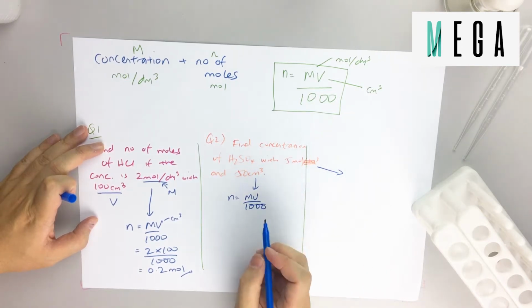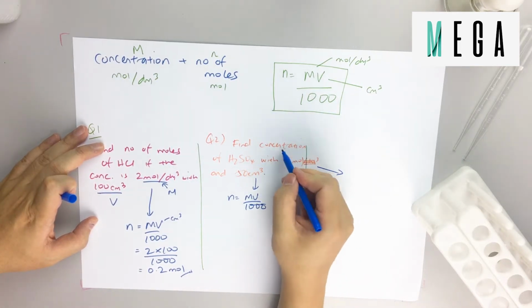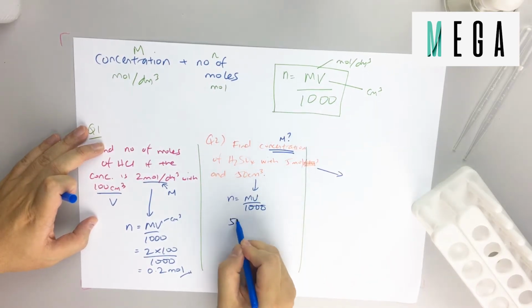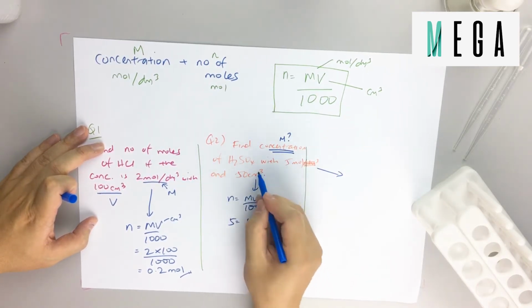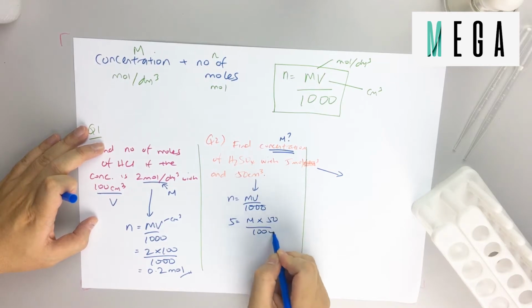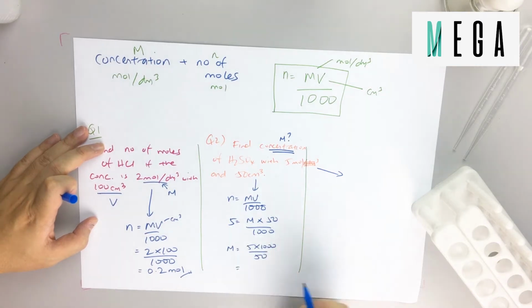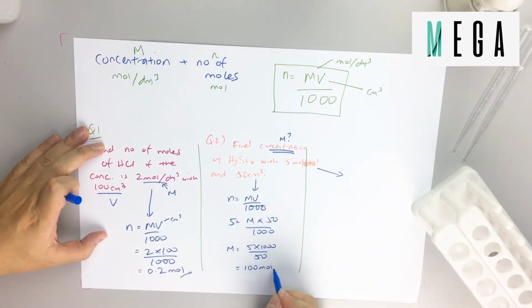So you recall the formula n equals to mv over 1000. So to find concentration is the capital M. You just rearrange, or you can substitute into the formula, you see, and then just rearrange the numbers. 5 times 1000 divided by 50. So you get the concentration, 100 mole per dm cube.